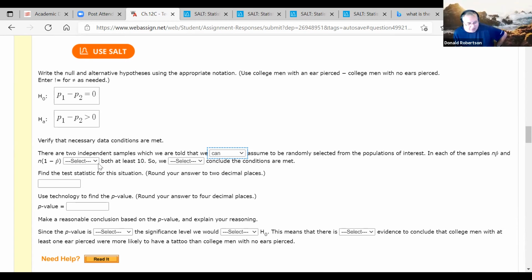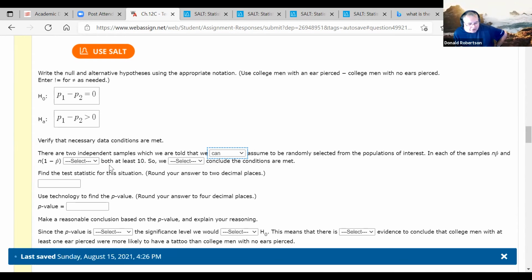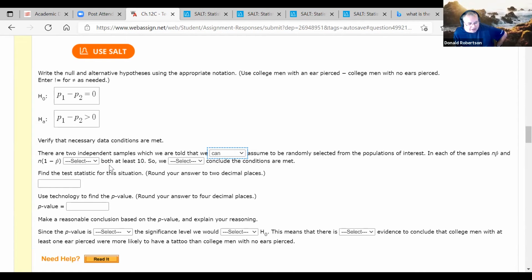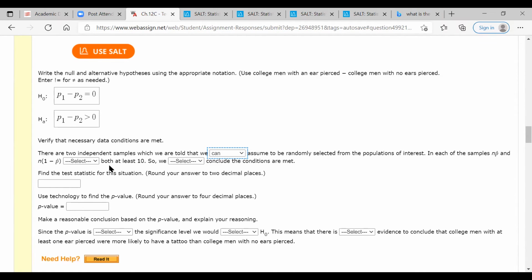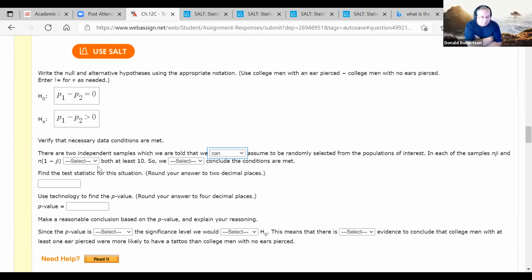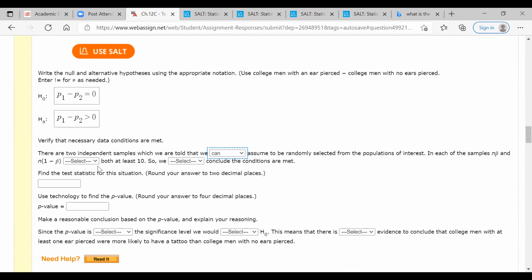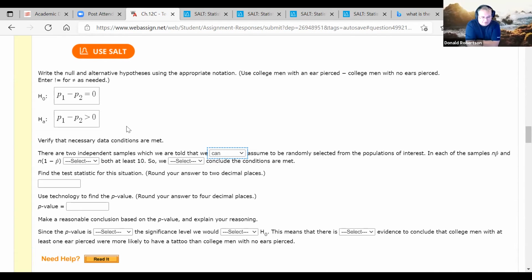Right. Now, there's a guy here called N1 minus P hat, and both at least 10. Can you remember what you need to do about N1 minus P hat? What is special about that guy? I call it the 10 test. And basically, you've got to have at least 10 people who say yes and 10 people who say no.